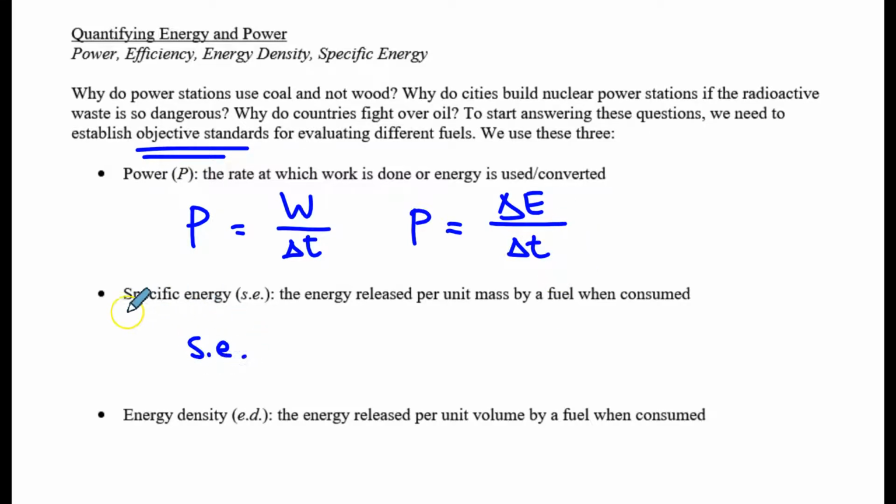Specific energy. Where is the last place you saw the word specific? It was specific heat, which was Q over m delta T. Specific means divided by mass, or per unit mass. Specific energy, then, is the energy released per unit mass when a fuel is consumed or burned or utilized. Because it's fuel we're talking about, this is the input energy. Up here, this could be the input or the output, depending on whether you're looking at electricity or the fuel.